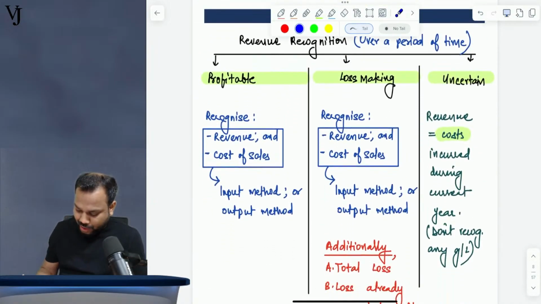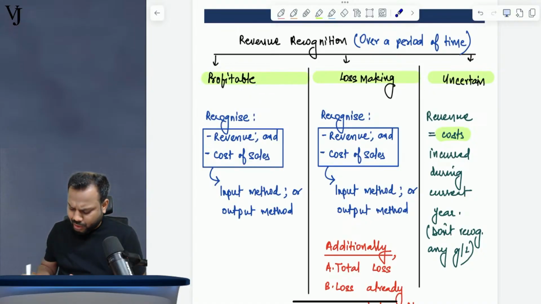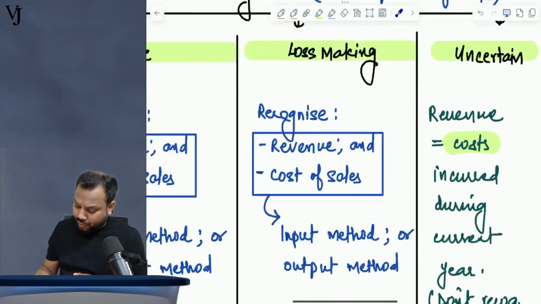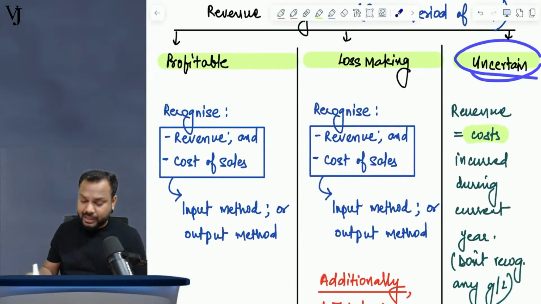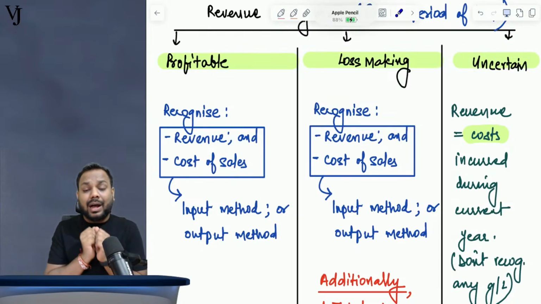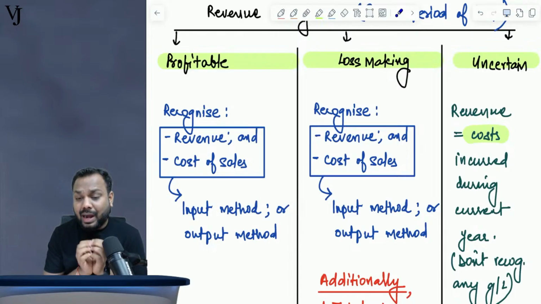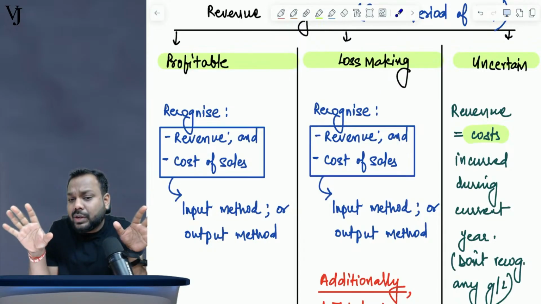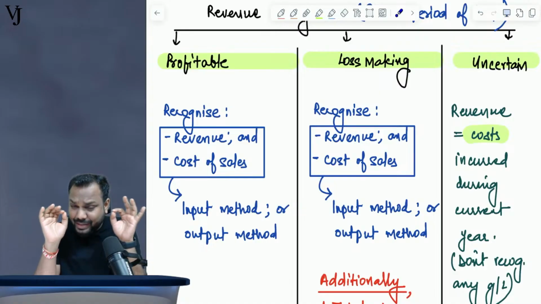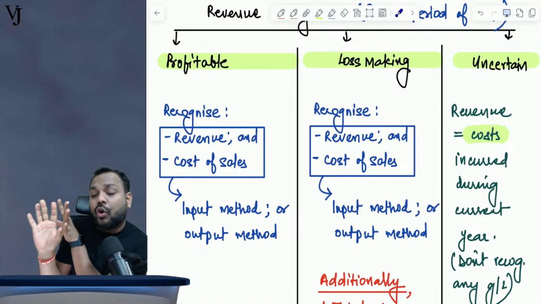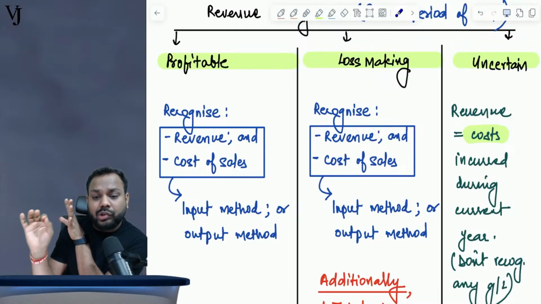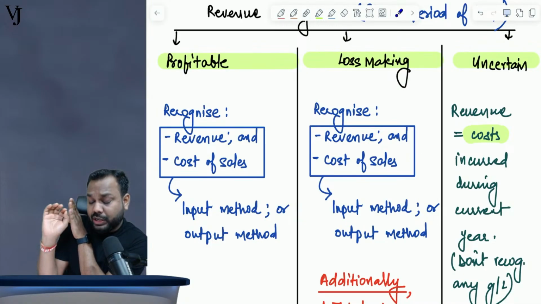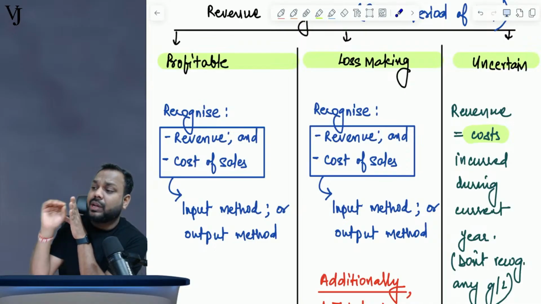Now, I believe you are clear if the contract is profitable. A loss making contract I will discuss separately. What if it is uncertain whether the contract will be profit making or loss making? Then what to do? In that case, the standard asks us not to recognize any revenue or any profit. Meaning thereby, whatever cost is incurred in the current year is your cost of sales, and is your revenue.